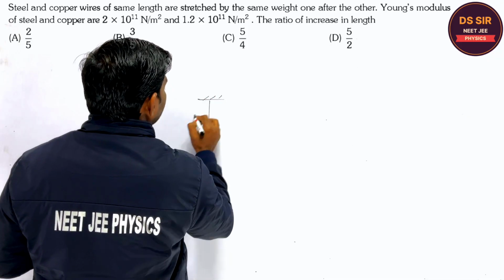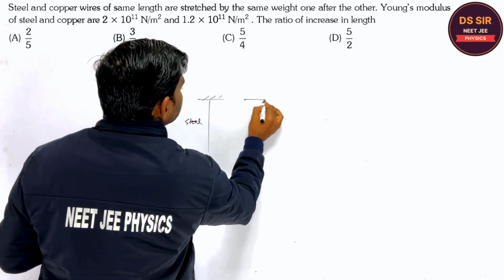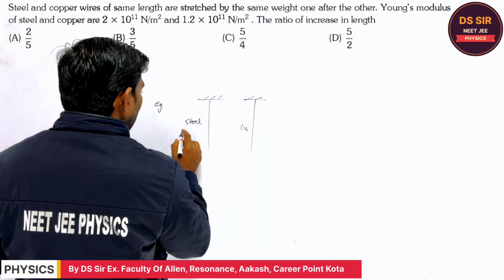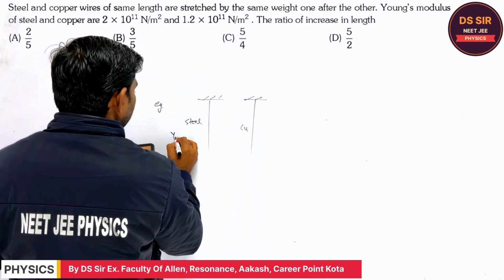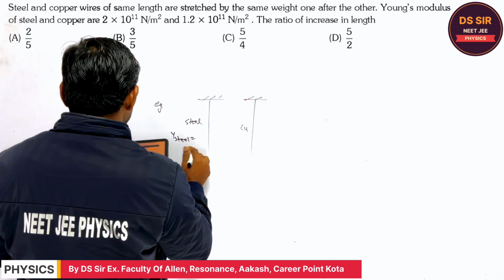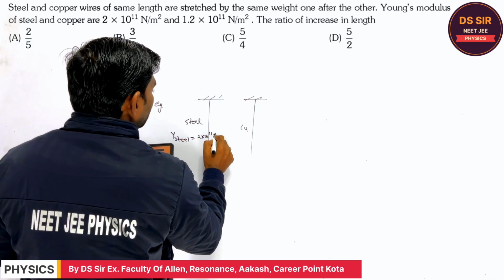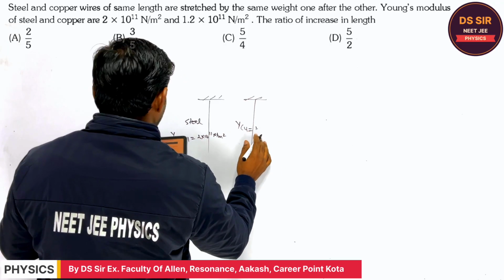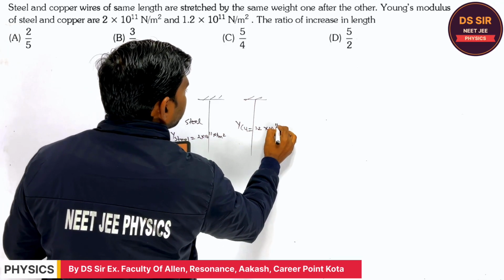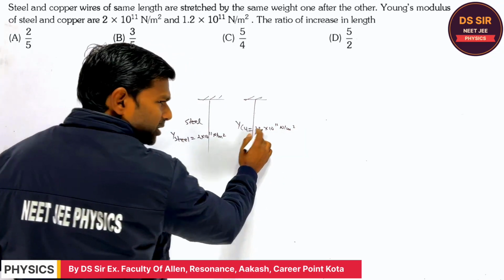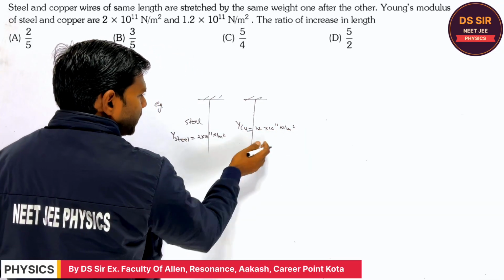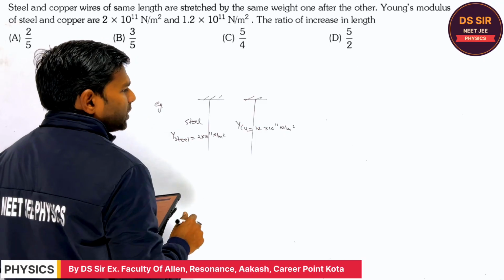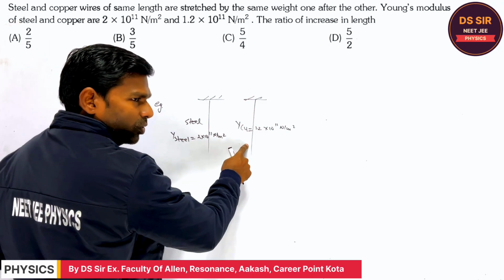Suppose this is the steel wire, right? And this is the copper wire. Young modulus of steel is 2 into 10 to the power 11 Newton per meter square. And the Young modulus of copper is what? 1.2 into 10 to the power 11. Right, it is a little different from the previous question, but you can assume according to the question. So steel has the more Young modulus, it is more elastic than copper.